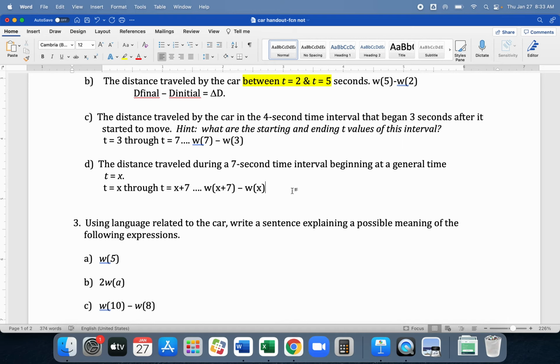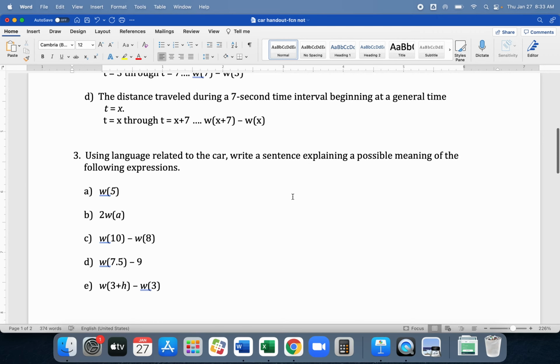Now, these subtraction expressions, with W of something minus W of something else, when you see those, if you're trying to interpret what this means, think, maybe this is a final minus initial, or a larger minus a smaller. It's going to find a difference, or a delta, a change between two different input values. And it doesn't have to be time, it could be a different concept entirely.